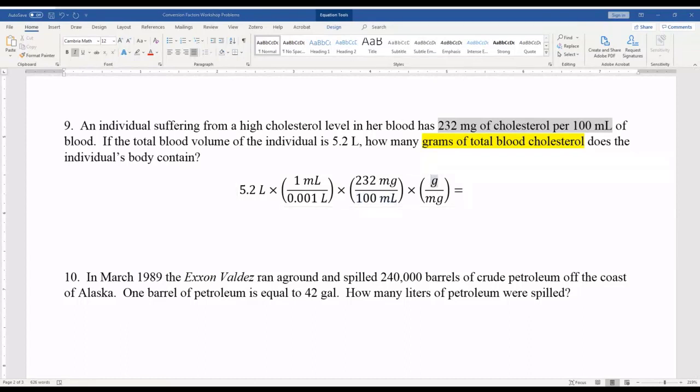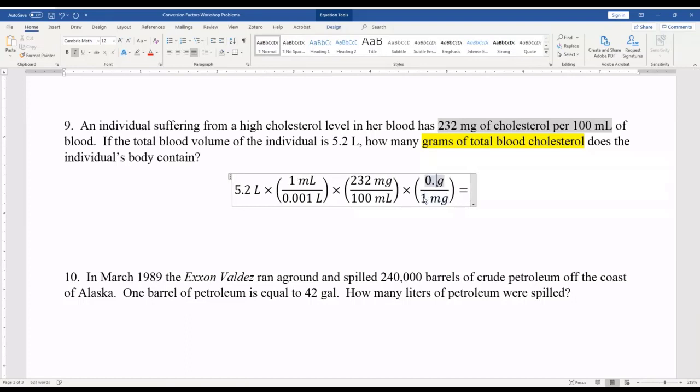All right. And then of course we have another milligram to gram conversion. So 1 milligram, and then 0.001 grams. And then all I have to do is multiply everything on top and divide by everything on bottom, and what do I get?